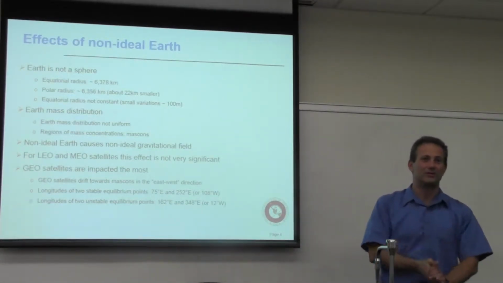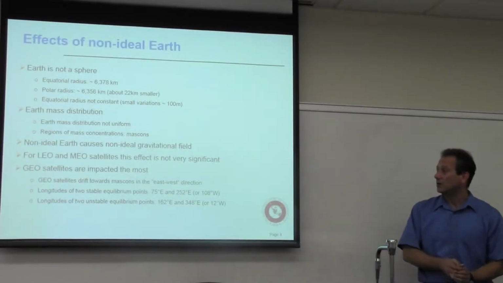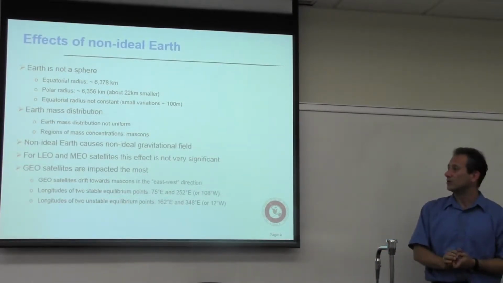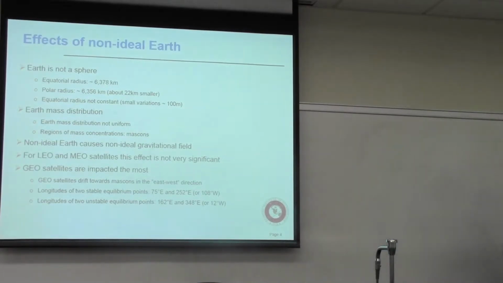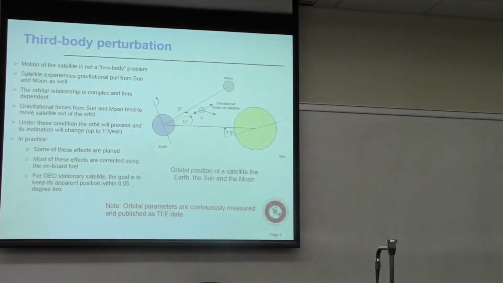It is naturally drifting towards this point. For all the other locations over time, you have to burn the fuel to maintain them within a half a degree box that they're supposed to be in. So that's the Earth itself.